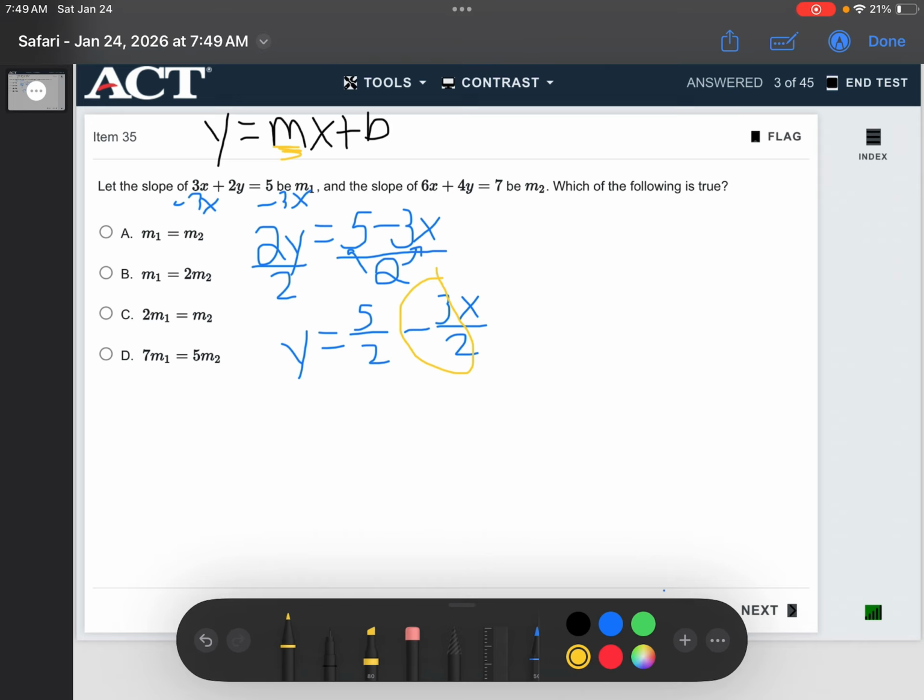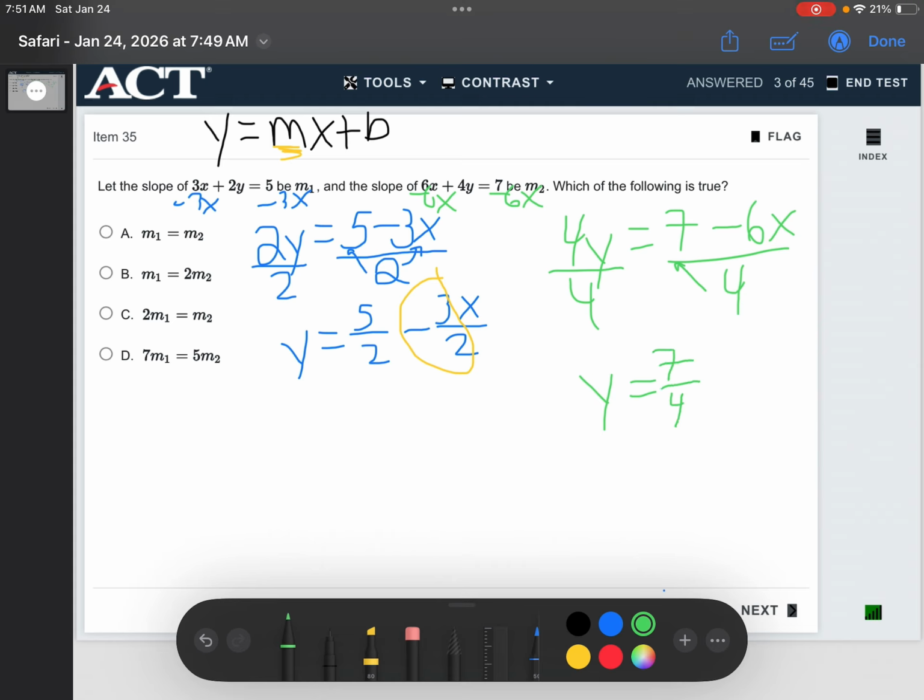And I guess I should circle the negative, because it's a negative 3 halves. So I'm doing the exact same thing with the other equation. I'm just going to get the y by itself. So I'm going to subtract 6x from both sides first. So I have 4y equals 7 minus 6x. And then divide both sides by 4. Again, it doesn't necessarily matter as much with the y-intercept because we are just concerned about the slopes, but like I said, good practice. And then we got minus 6x over 4.